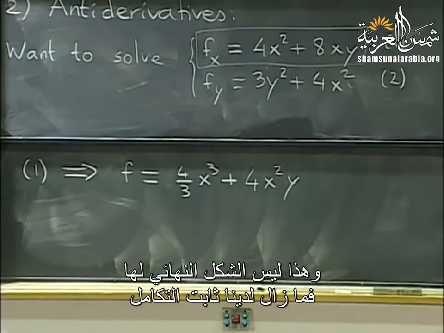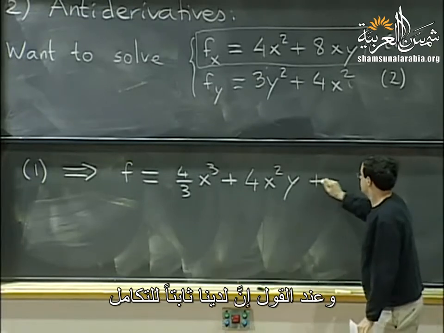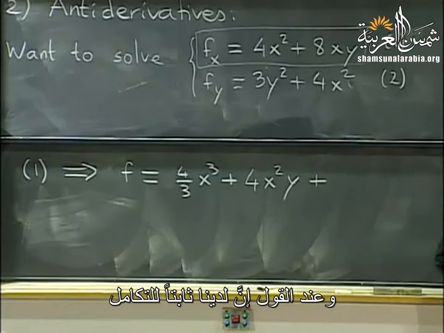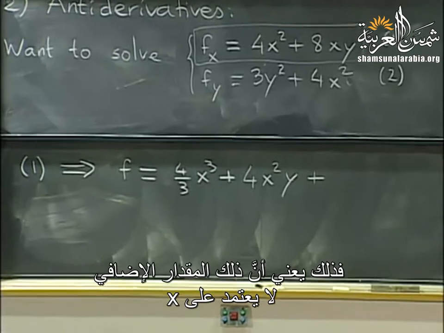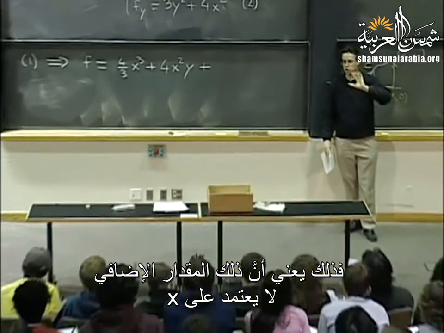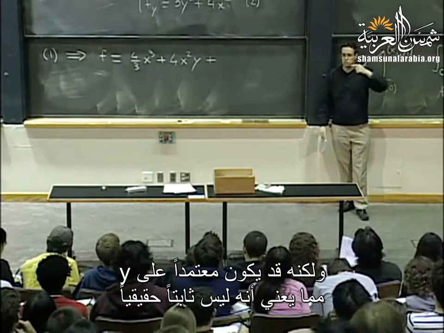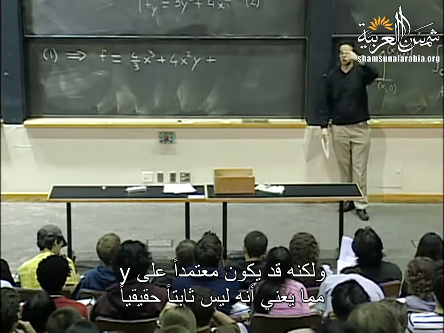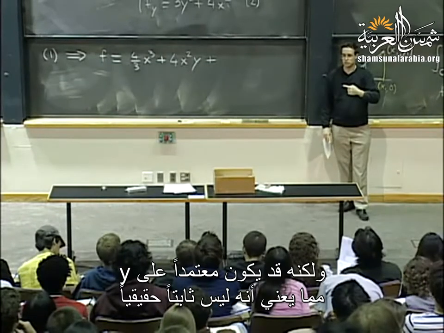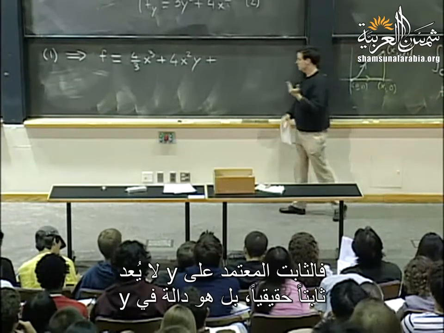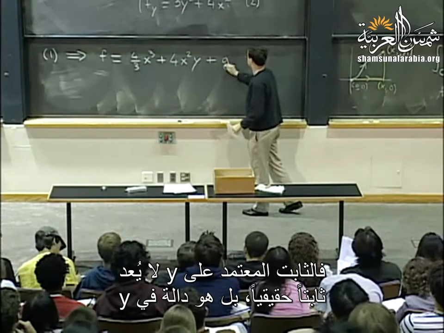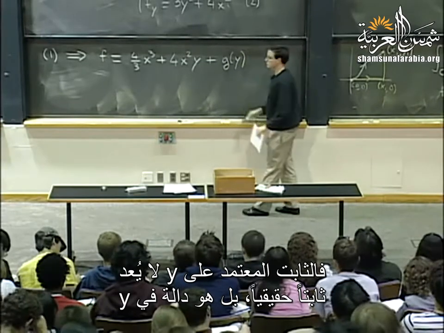And that's not quite the end of it, because there's an integration constant. When I say there's an integration constant, it just means the extra term does not depend on x. That's what it means to be a constant in this setting. But maybe my constant still depends on y, so it's not actually a true constant. A constant that depends on y is really a function of y.